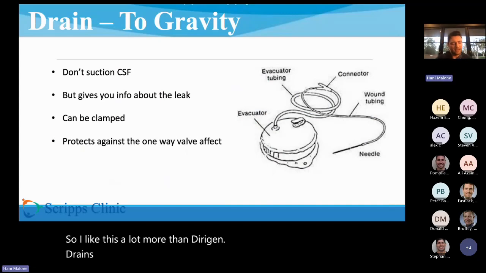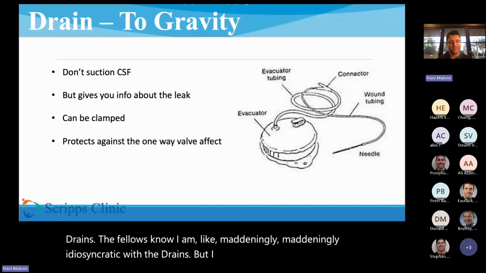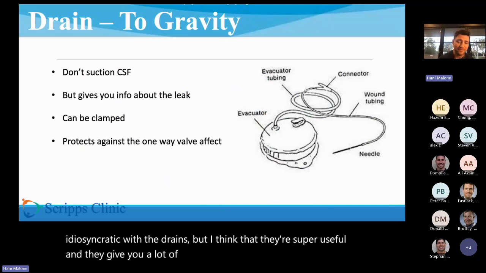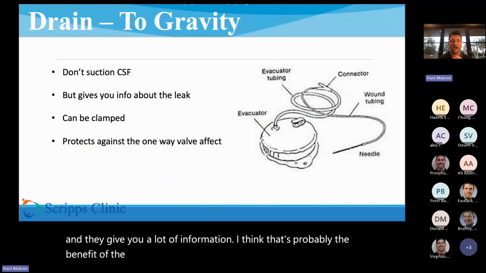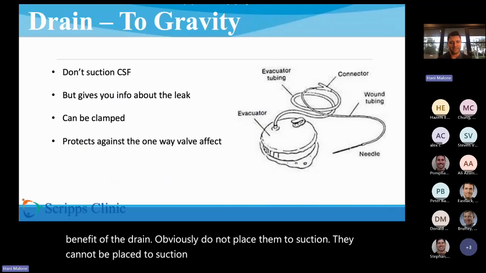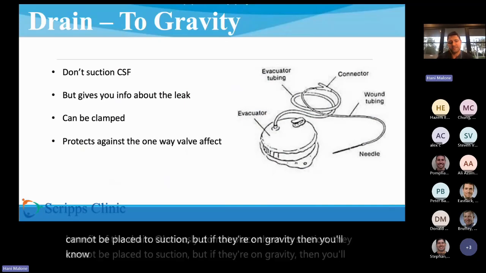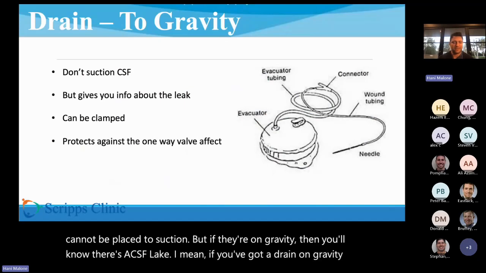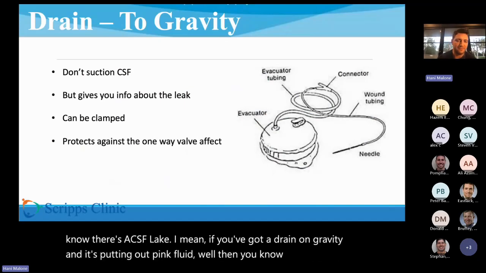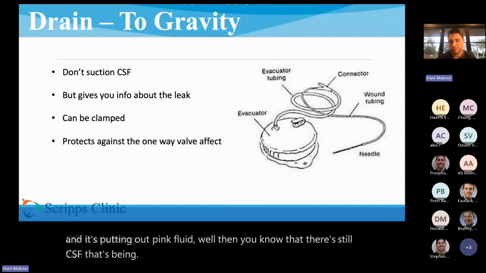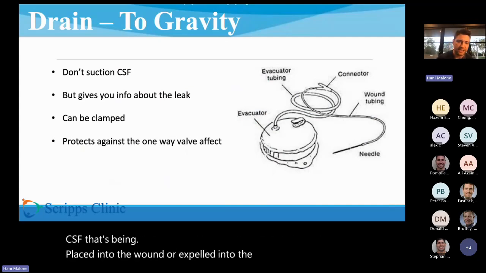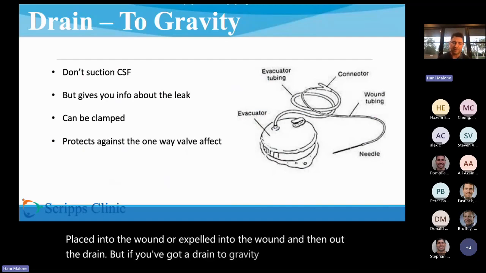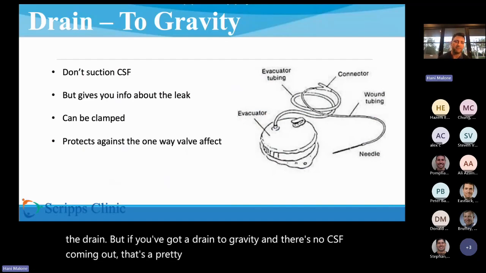Drains, the fellows know, I am maddeningly idiosyncratic with the drains, but I think they're super useful and they give you a lot of information. I think that's probably the benefit of the drain. Obviously, do not place them to suction. They cannot be placed to suction. But if they're on gravity, then you'll know if there's a CSF leak. If you've got a drain on gravity and it's putting out pink fluid, well, then you know that there's still CSF being expelled into the wound and then out the drain. But if you've got a drain to gravity and there's no CSF coming out, that's a pretty reassuring sign.